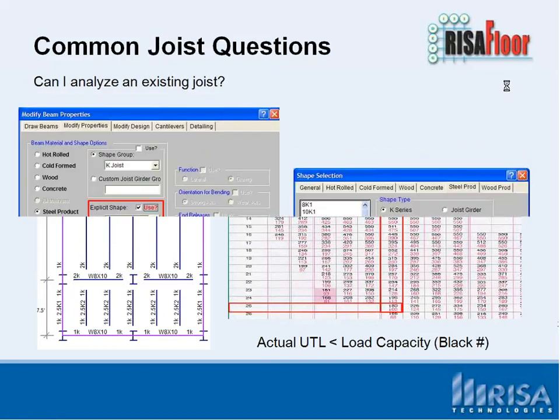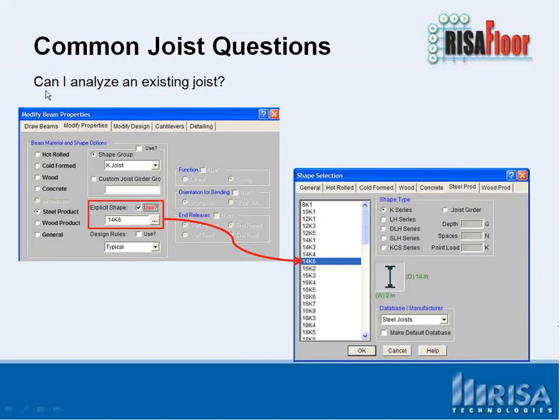So you keep going here. Other common questions is, can I analyze an existing joist? That's a really good question. What we're basing things on in RISAFloor is design, but you really can analyze things that are already in place. The way you would analyze them is you would lay out an explicit shape. You would tell the program to use an actual 14K1, for example, and we tell it to use this explicit shape. This comes in through modifying the beam properties, and we'll see that when we lay out our model here in RISAFloor coming up.